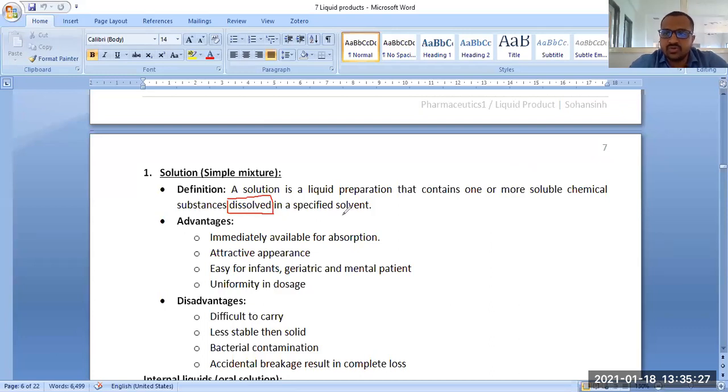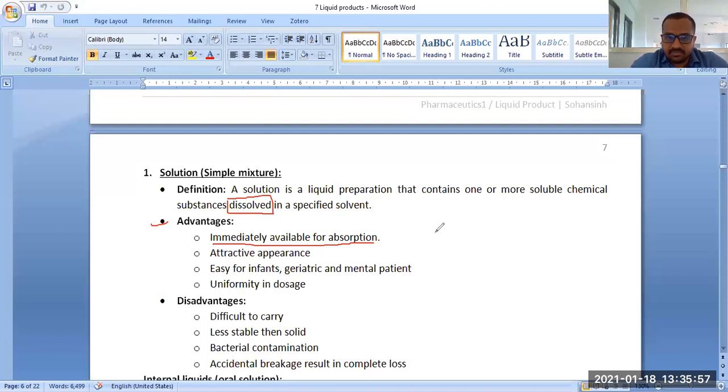You have to choose a solvent on the basis of various properties like solubility, its pH, or its polar or non-polar nature. On the basis of this, you have to select the solvent. Okay, clear? So that is the definition of solution. Now, what are the advantages related to solution preparation? First is that it is immediately available for absorption. That advantage is given as compared to solid dosage forms.